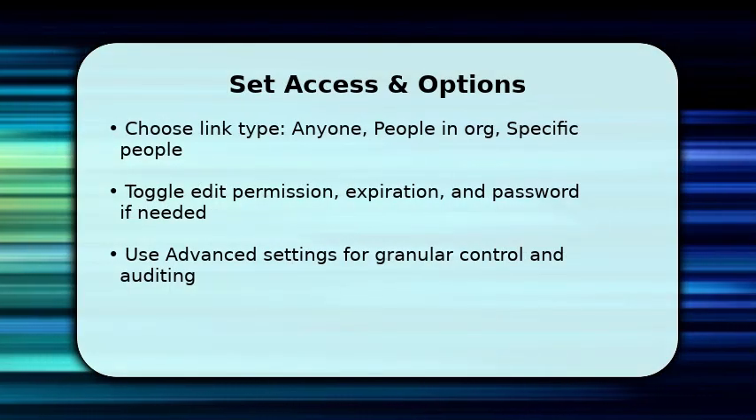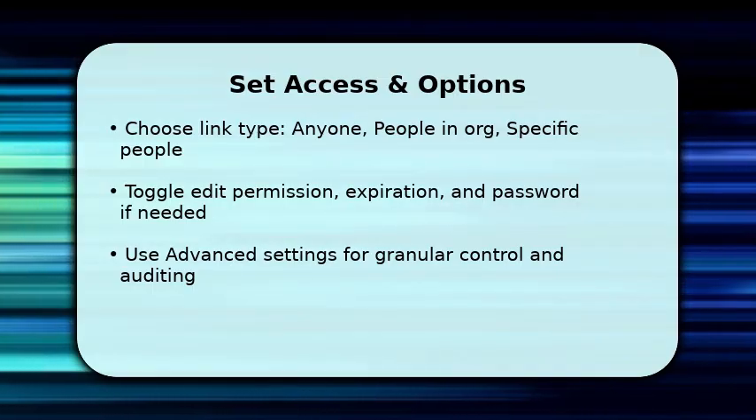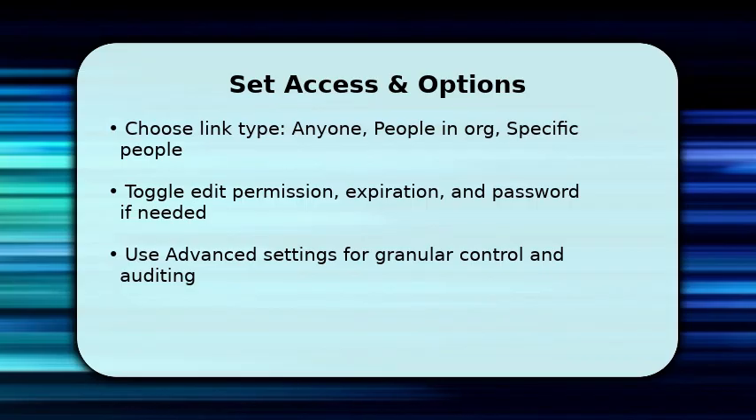When the Share dialog opens, pick the link type: anyone, people in your organization, or specific people, because this controls scope. Then toggle Edit permission if you want collaborators to add or change files, and set an expiration or password for extra security. Once configured, click Apply and copy the link.